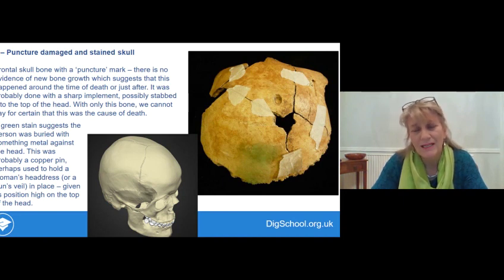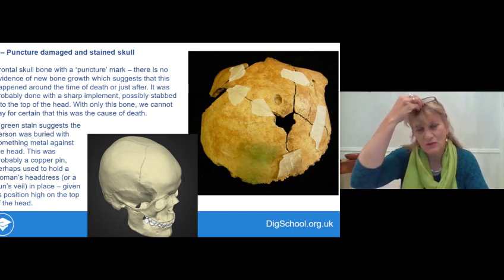The other abnormality is a bit of green staining you can see on the bottom part of the skull fragment. Now that is something that would have resulted from a bit of metal. Copper typically leaves that sort of a green stain. A bit of metal being against the skull while it was in the grave.